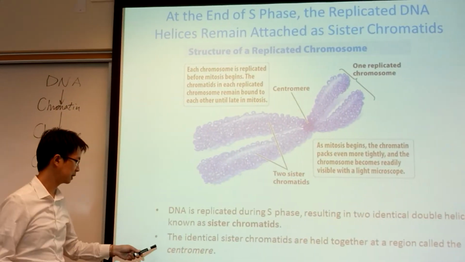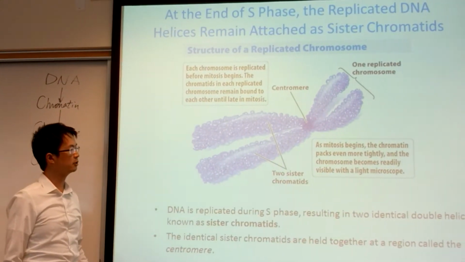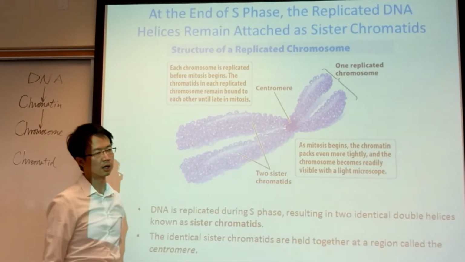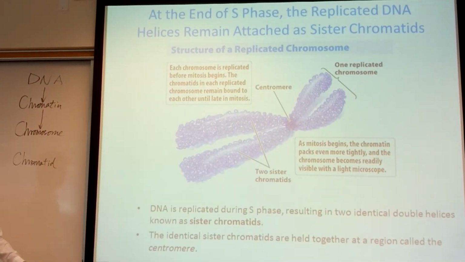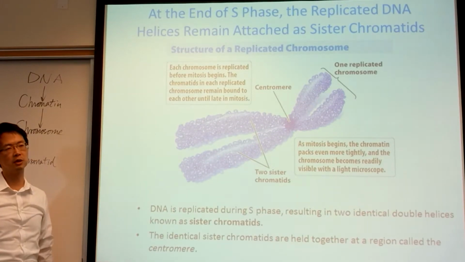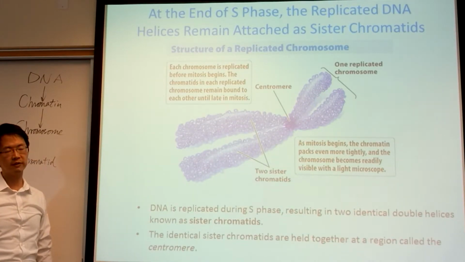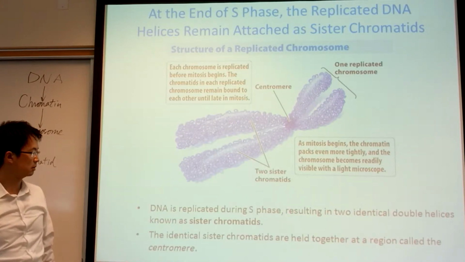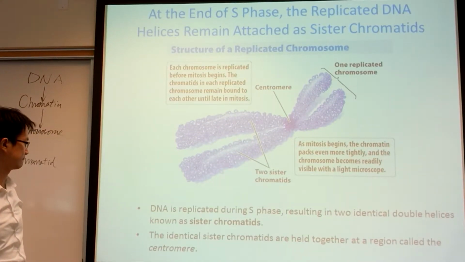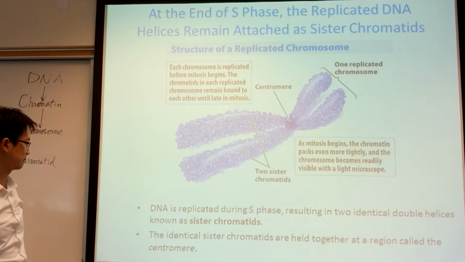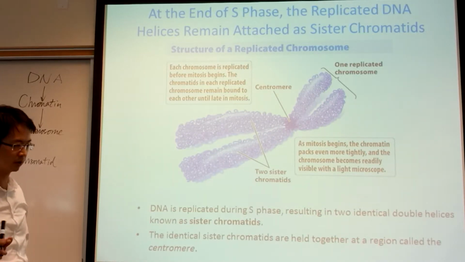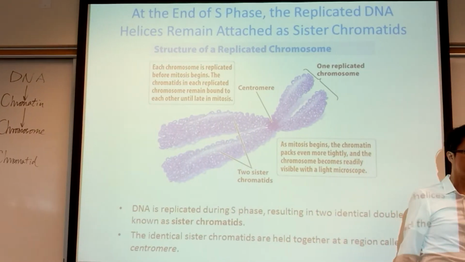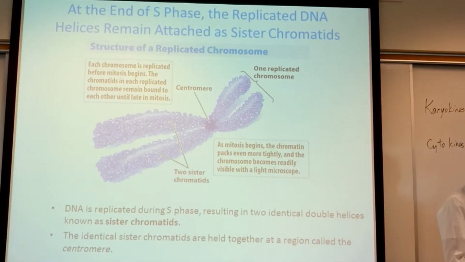Centromere. Centromere refers to the ball-like structure here in the center. But nowadays, many people abuse this term. We'll talk about the three different terms: centromere, centrosome, and centriole.